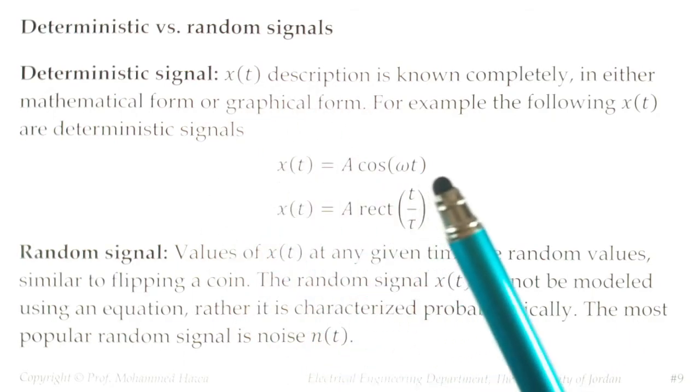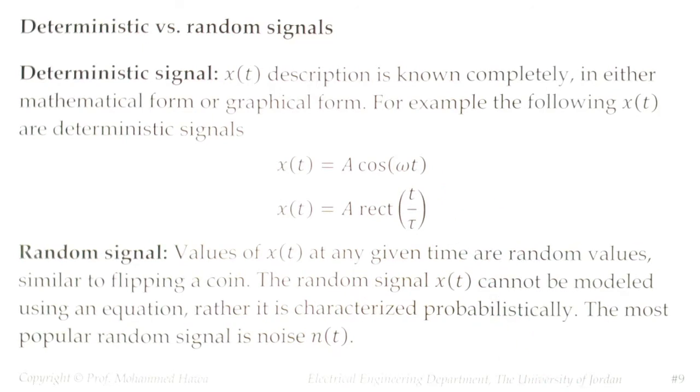X of t equals a cosine omega t. Notice that x of t here is deterministic because I could describe it using an equation. Once you can describe your x of t using an equation, then you completely describe x of t for any point in time.